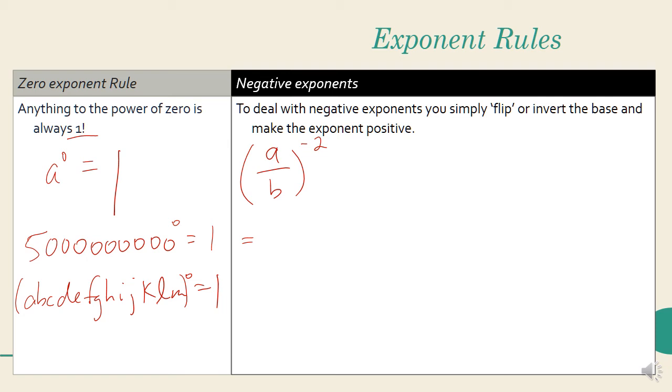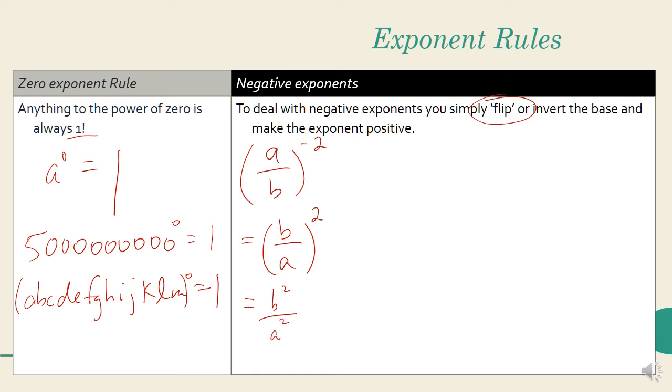What does this tell me to do? It says to flip the base. If I was to flip the base, my base is a over b. If I was to flip that, that becomes b over a. Then what does it tell me to do? It says make the exponent positive. So negative 2 is going to turn into positive 2. And then from there, that 2 goes to everything inside the brackets. So it would be b squared over a squared.